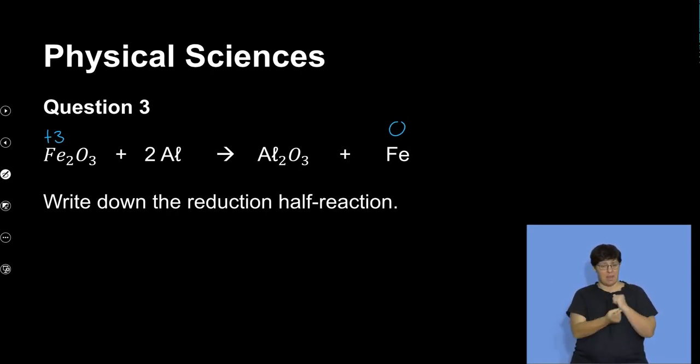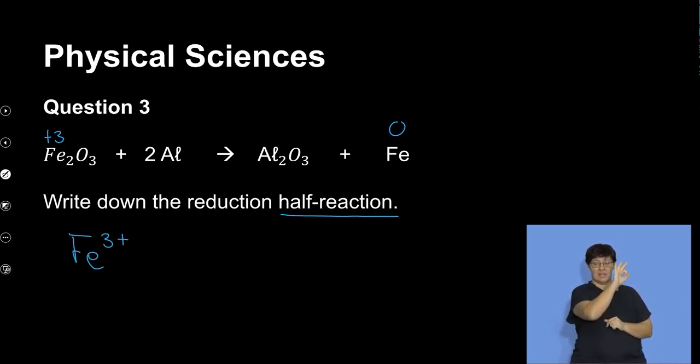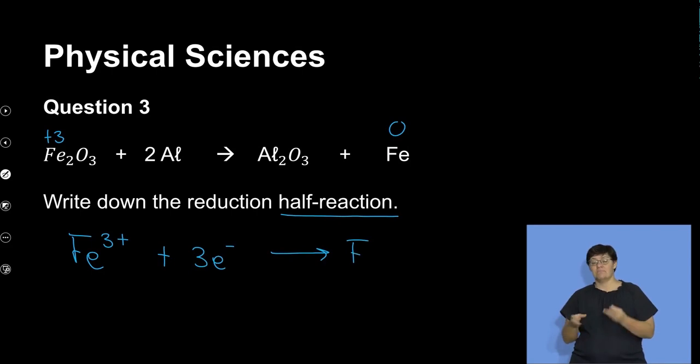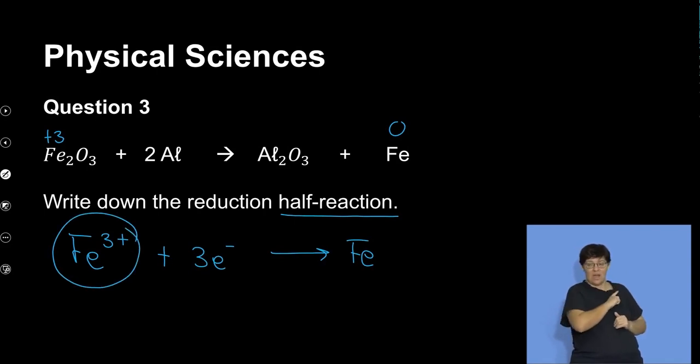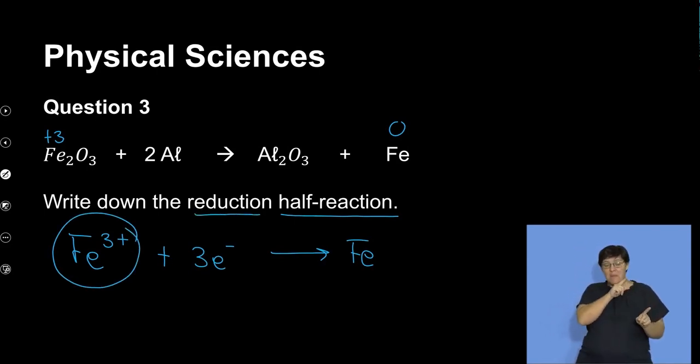It has decreased, right? Or it has become less positive, if you want to think of it that way. So how do we represent that in terms of the half reaction? We are saying that iron 3 plus 3 electrons gives us iron. All right? So what has happened to the iron 3? The iron 3 ion is the one that undergoes reduction, or the gain of electrons.